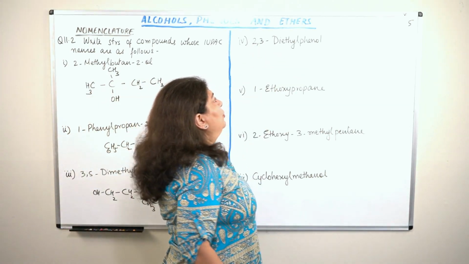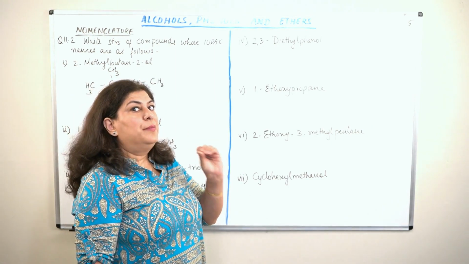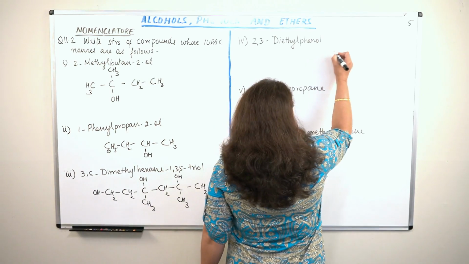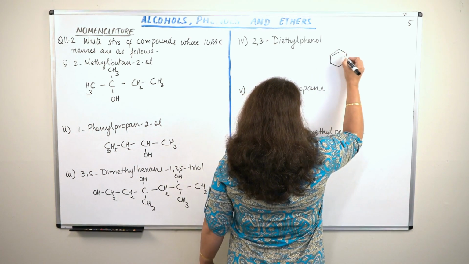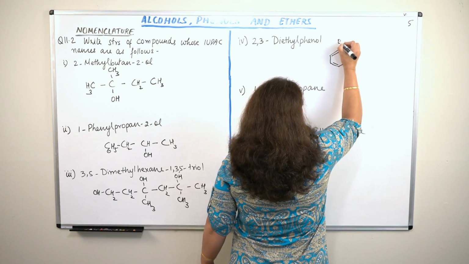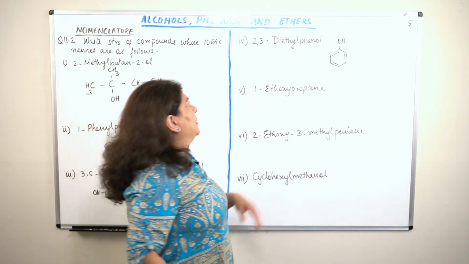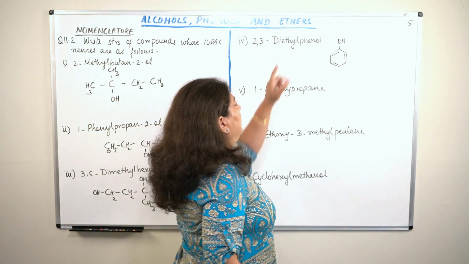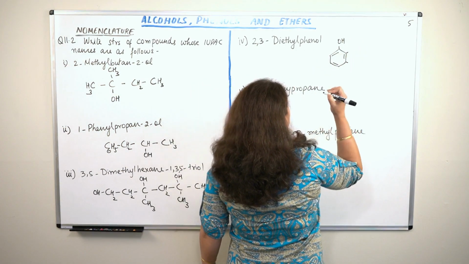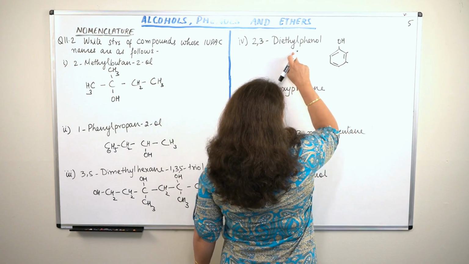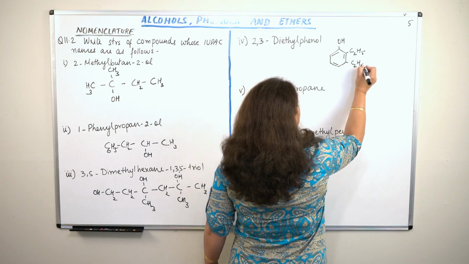Come to 4. 2,3-diethyl phenol. So phenol is the parent. Make the phenol first. 1, 2, 3, 4, 5, 6. Benzene ring and OH, which is the first carbon. This is phenol, the parent hydrocarbon, you've made it. 2,3-diethyl. So if this is OH, let us start counting from this direction. This is 2, this is 3. And both are ethyl groups, which means C2H5, C2H5.